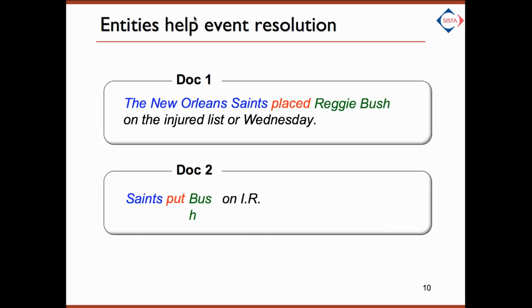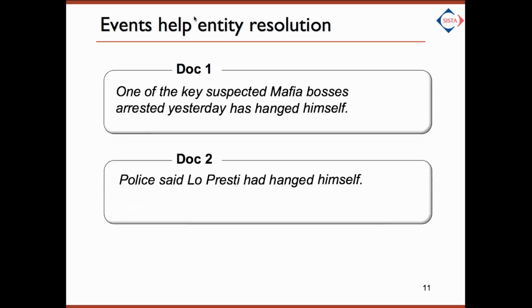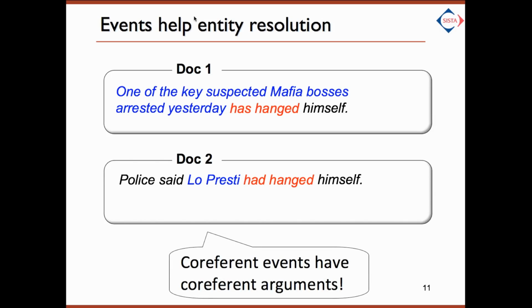Events help entity resolution. If you knew that this kind of looks like the same event, some poor guy has hanged himself, then you can probably guess, or at least get additional evidence, that these two noun phrases point to the same person, even though they're completely different. So basically, the bottom line is that coreferent events have coreferent arguments. That's the fundamental observation.